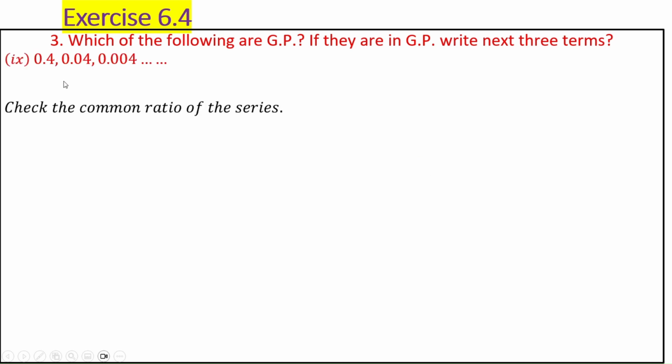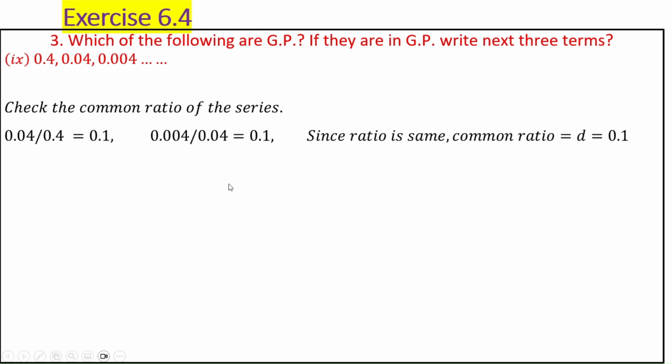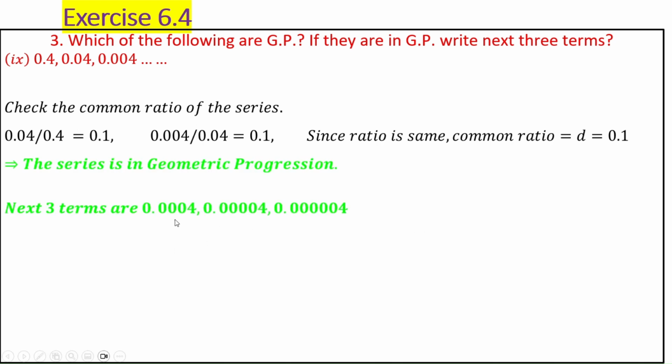So this is also the same: 0.4, 0.04, 0.004. So 0.1 is the common ratio. So the next three terms are given here.